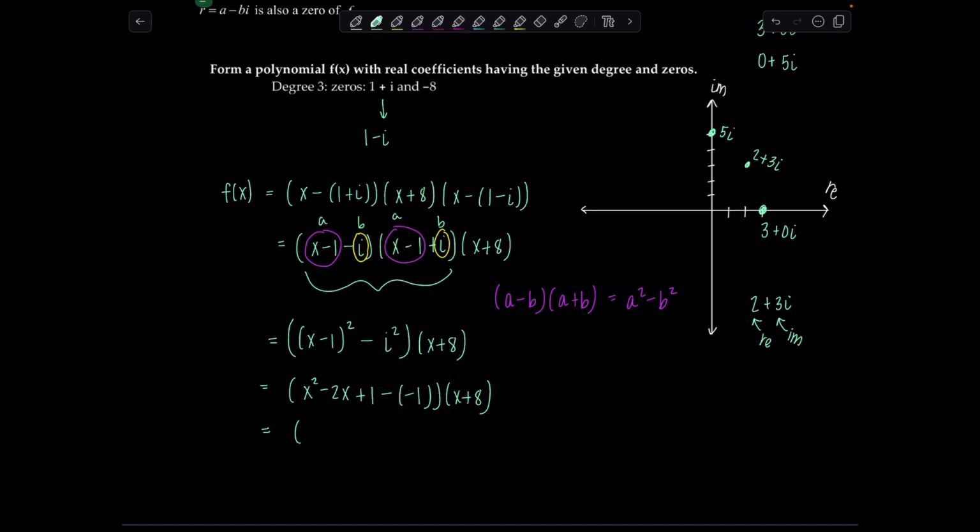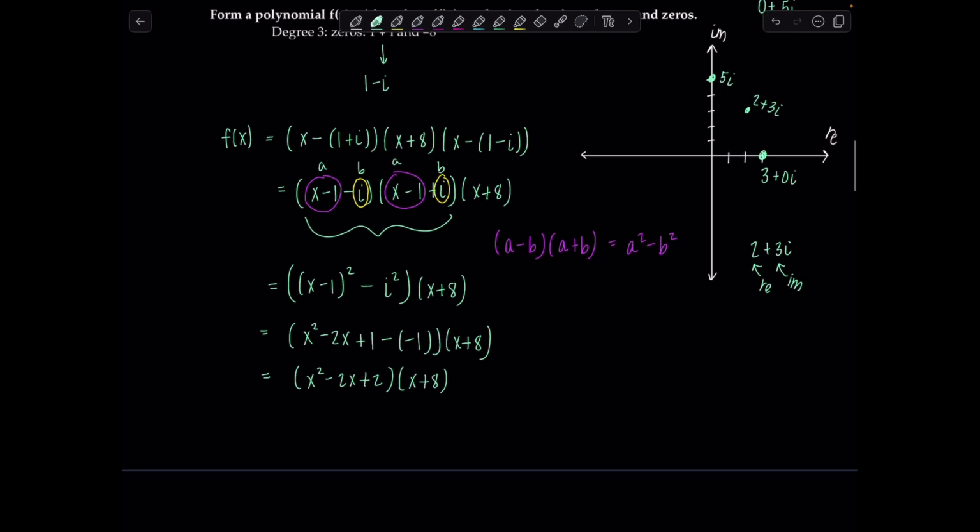So this ends up giving us x squared minus 2x plus 2 times x plus 8. And then from there, yeah, we do have to just sit there and distribute this all out. So here's how I like to do it. This is x cubed plus this is 8x squared. And then I just start stacking underneath the next product.